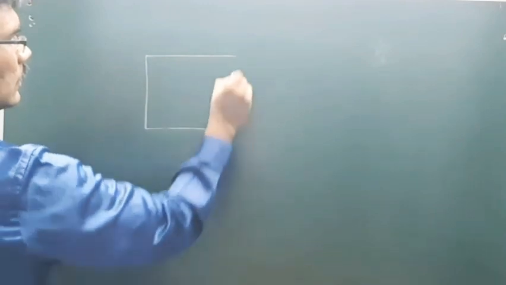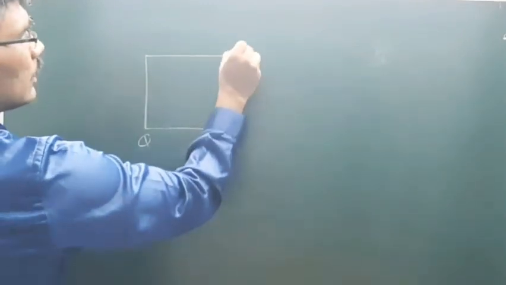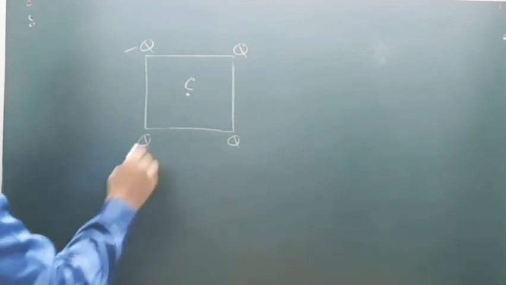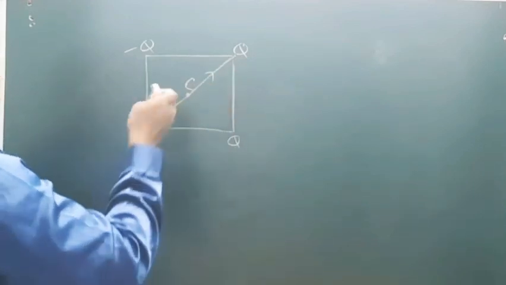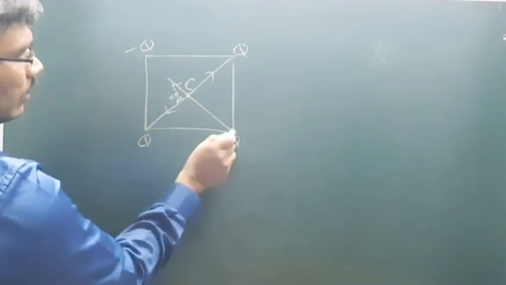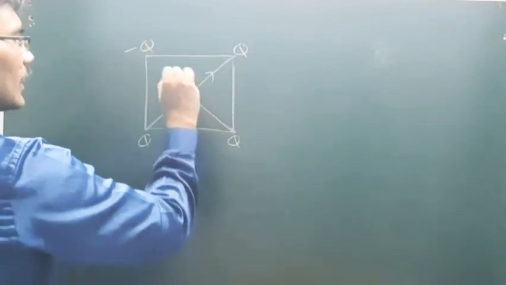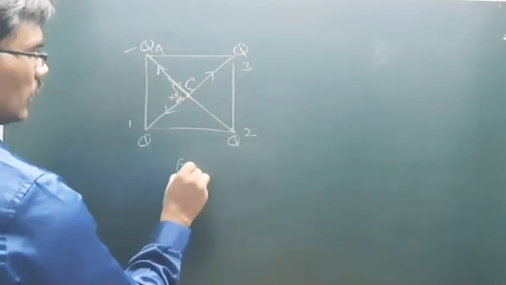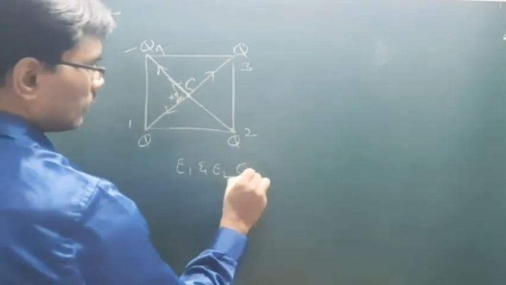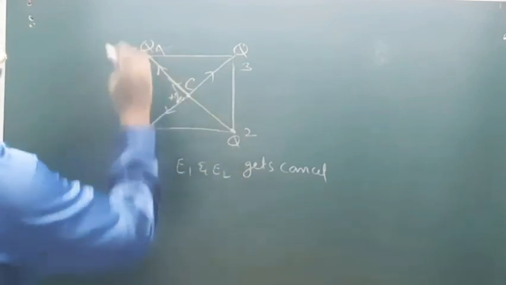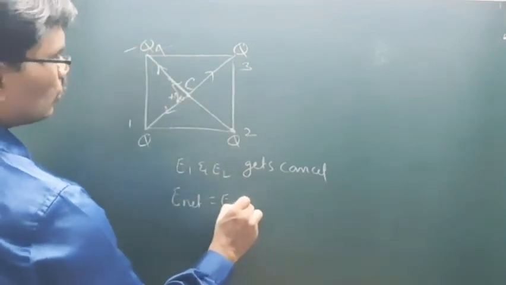Right, next one. Suppose you see here, Q is there, Q is there, Q is there, and here minus Q is there. What is the net field at point C? These two are getting cancelled because of equal magnitude and opposite direction. Due to this charge, the field will be in this direction, because a test charge here will be repelled by this. Due to this charge, it is attracted towards the negative charge, therefore this is also in the same direction. Let it be 1, 2, 3, 4. E1 and E3 are identical diagonally opposite charges, therefore they get cancelled. The fields due to the other two are in the same direction, so E net is equal to E2 plus E4.